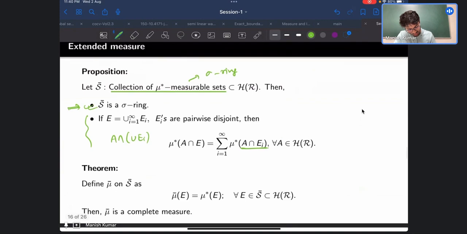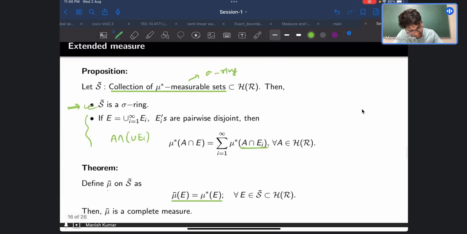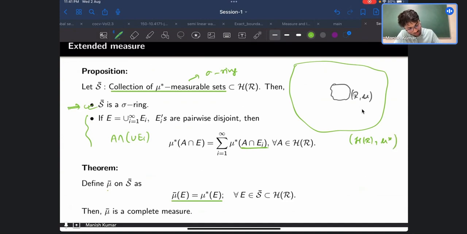So on this S bar we define mu bar, which is given by mu bar of E equals mu star of E. Again, let me complete the story. I think this is the end of the theory part. This was given to us, and from here we define H of R with mu star. This mu star was the outer measure.